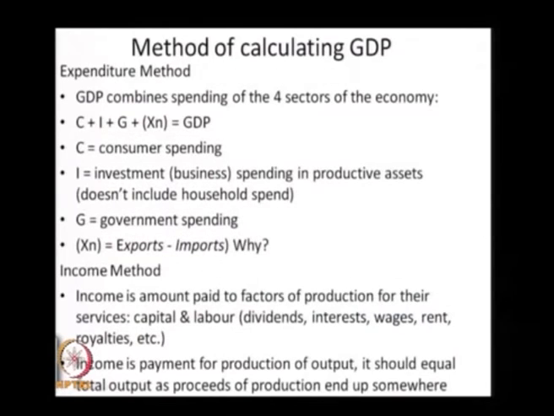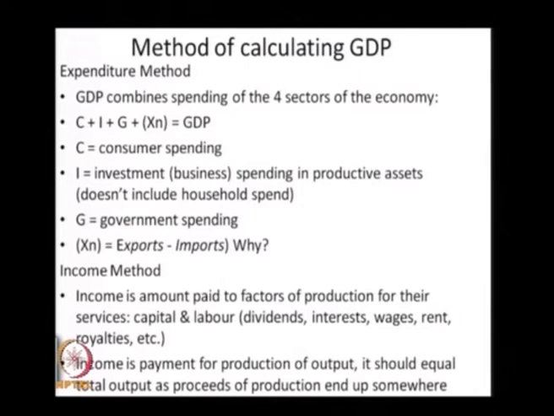Before that, another method that is also used to measure the total output is to focus on income. What do I mean by income? Now this income method assumes that income is the amount that is paid to the factors of production for the services that they have rendered. Factors of production here, I mean it is the capital and labor. Typically the services are repaid in the form of wages, interest, dividends, rent, royalties. Now these are all the income that is paid to the factors of production.